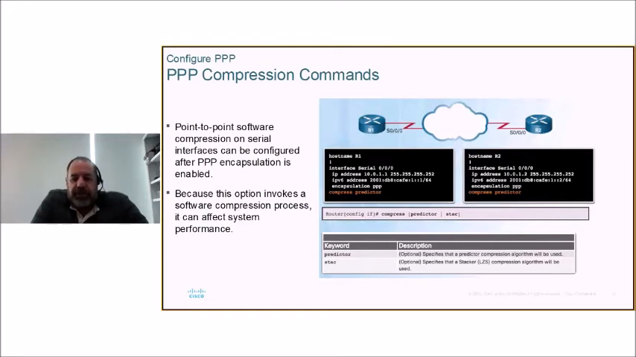Now you can do compress predictor, or stacker, of course. And so, of course, it's a software compression process, and so it may not necessarily improve performance. Basically, it's going to busy up your CPU on your router. So if it's a bit busy already, it might slow things down.